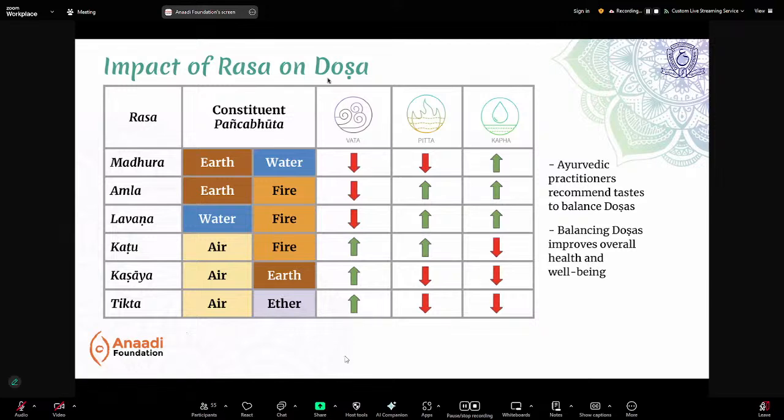High eating of pulses, overeating of pulses with wrong combination may lead to vata dosha. Very, very true, ma'am. Correct. Thank you, ma'am. Thank you.